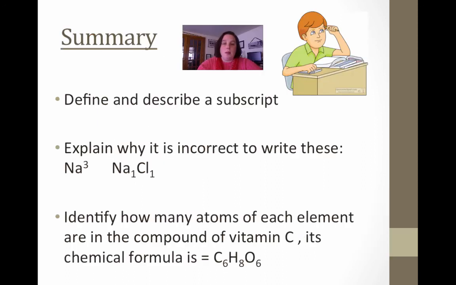Okay, we're back at summary time, so remember we're defining and describing a subscript. Explain why it's incorrect to write these the way I have them, and make sure you identify how many atoms of each element are in the compound vitamin C, and I've actually given you its chemical formula here.